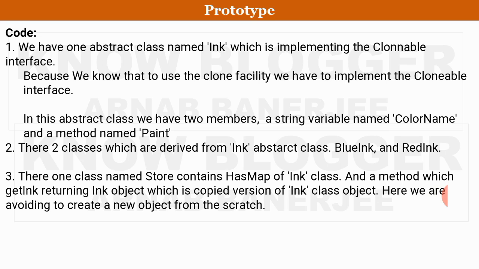I will have two child classes extending the Ink abstract class: one is BlueInk and another is RedInk. I will have another class whose name will be Store. In the Store class, I will define a HashMap of the Ink abstract class, and I will have a getInk method that will return the cloned version of the object. It will not use the new operator, it will just return the cloned version of the objects.